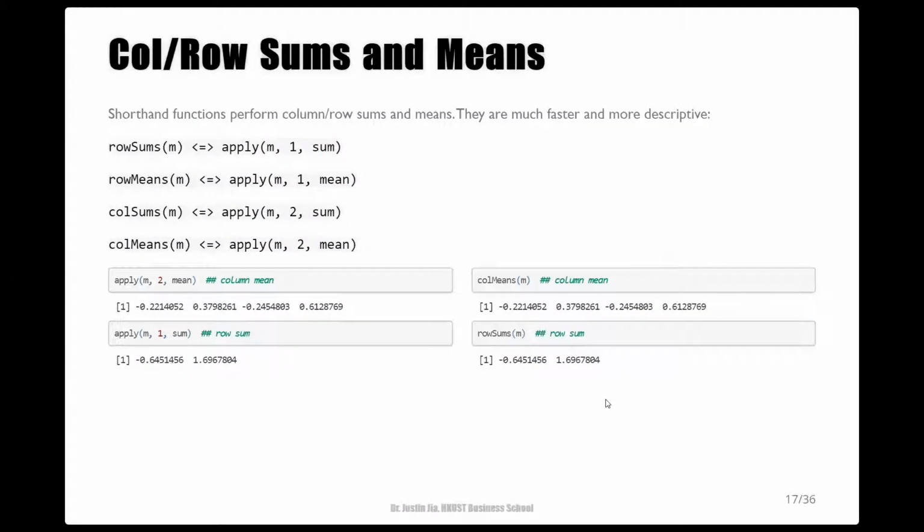But for simple operations, like calculating the sum or calculating the min of a column or a row, there are special functions that are highly optimized to do this very quickly. So for calculating the row sums and row mins, there are functions rowSums and rowMins. And similarly, there are colSums and colMins, which do the same things for the columns.